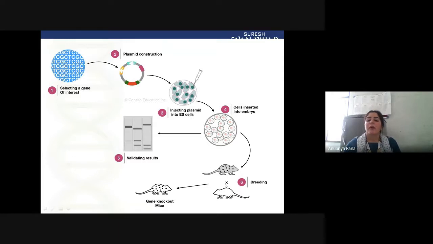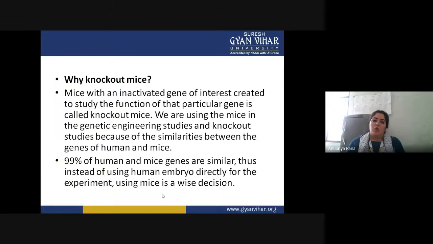So this is our mouse. When we breed it with the normal mouse, whatever offspring we have is a gene knockout mouse. After that, we validate our results by physical appearance. That is the first confirmation that the gene has been knocked out, and the other validation is through biochemical or genetic studies. So this is the whole knockout process.